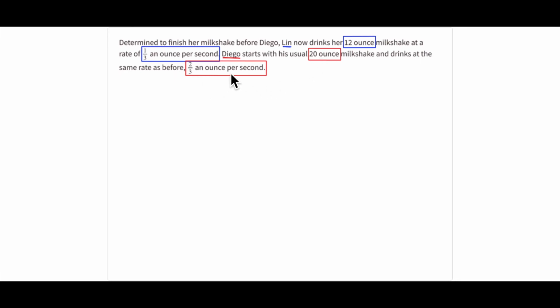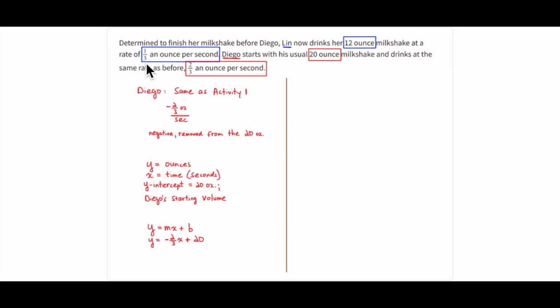Lynn is starting with 12 ounces and she's drinking her drink at 1/3 of an ounce per second. That's faster than before when she was drinking at 1/4 of an ounce. Now she's drinking at 1/3 of an ounce. So to write the equations, the rate is written as a negative value because this is 2/3 of an ounce per second, but that 2/3 of an ounce every second is being subtracted from the beginning 20 ounces. So this is written as a negative rate.